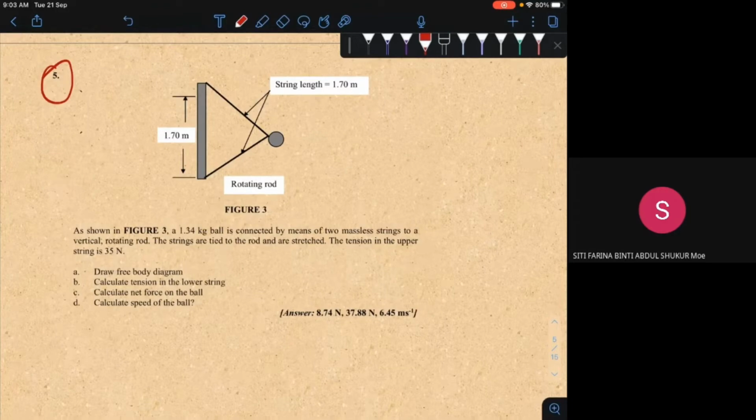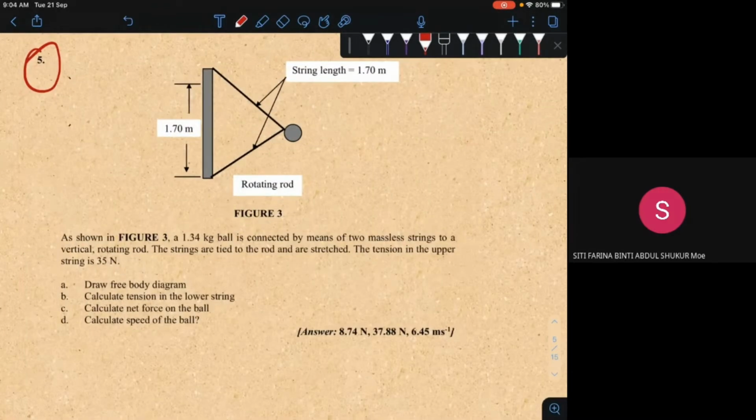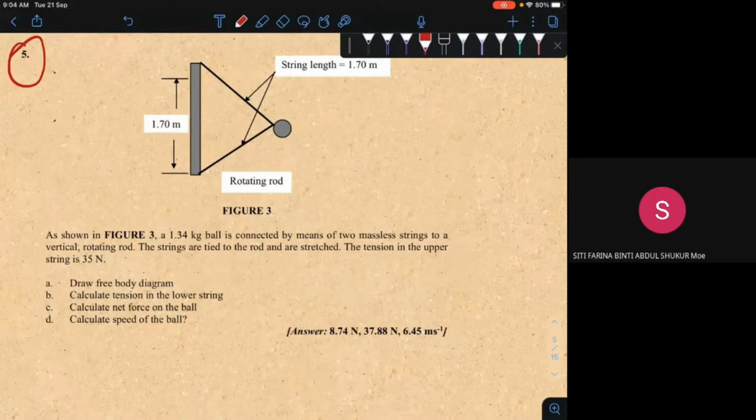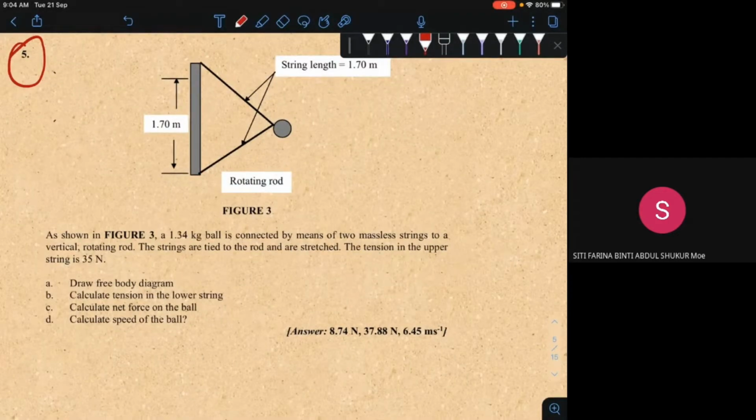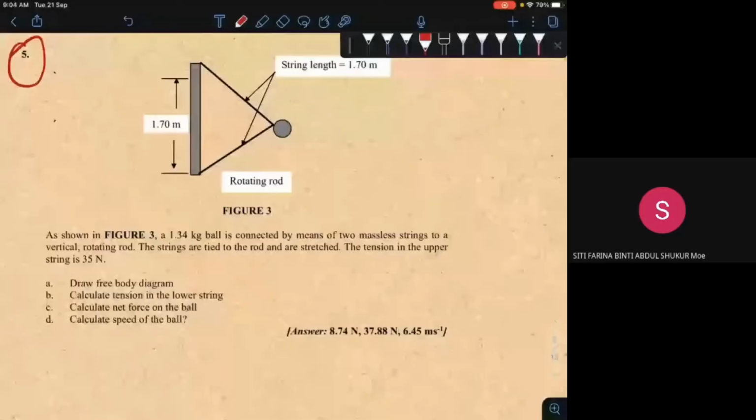So question 5 here, apa yang kamu ada untuk soalan 5 adalah: figure 3 has 1.34 kg ball connected by means of two massless strings to a vertical rotating rod. So ini adalah that vertical rotating rod. This is your vertical rotating rod. And then you attach a ball of mass 1.34 using massless string to the rod.